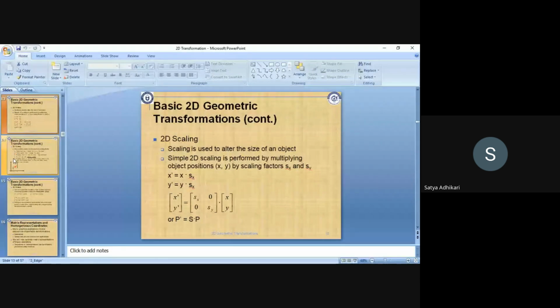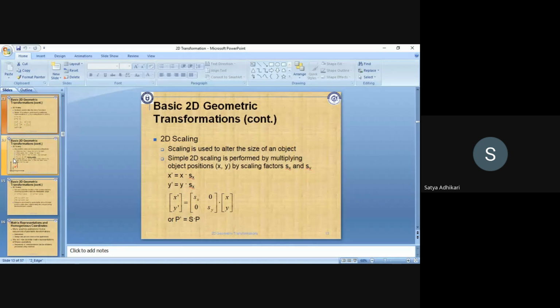But what about scaling? What does scaling do? Scaling is used to alter the size of an object. Sometimes it is required to alter, manipulate, or modify the size. Suppose the size is too large and I require a smaller one, I can change it. If the size is smaller, I can enlarge it. So if you want to alter the size of an object, scaling is used.